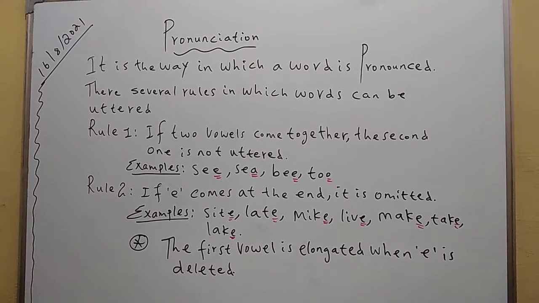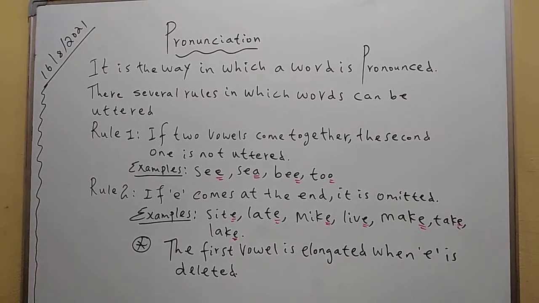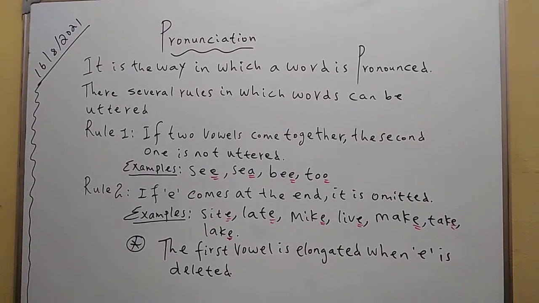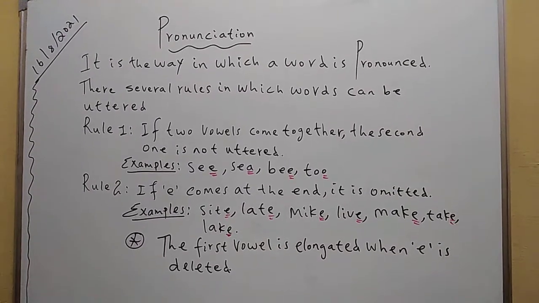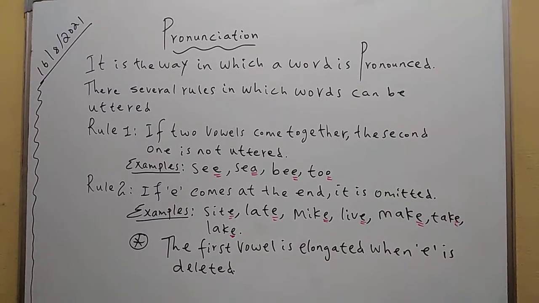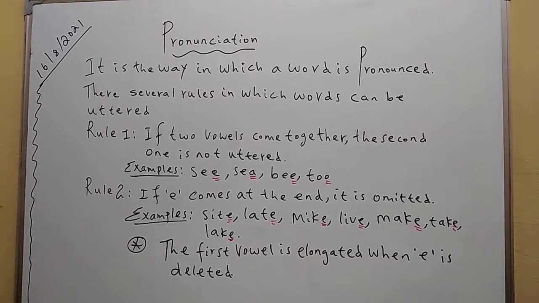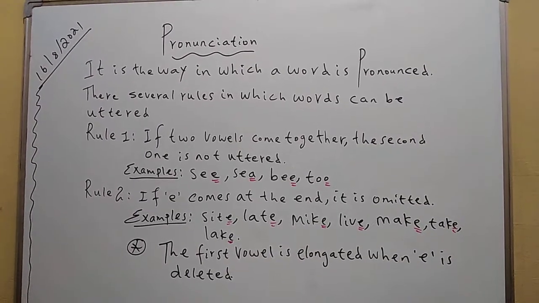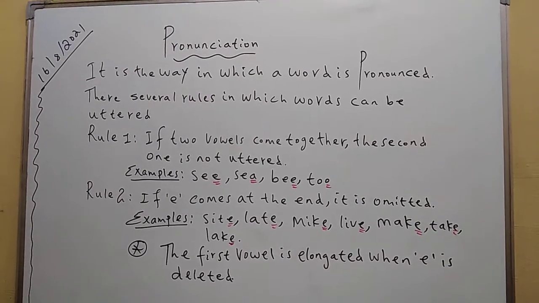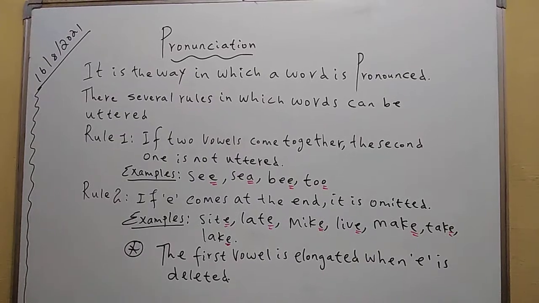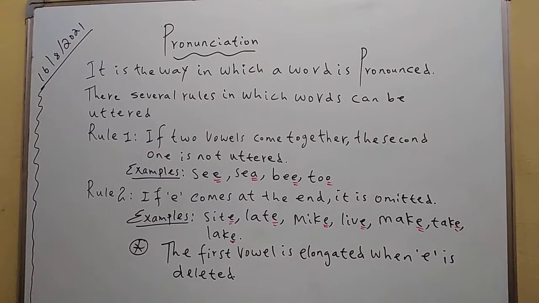because of this vowel, I have to pronounce it "site", which means the first vowel has to be elongated. I have to pronounce it with a long vowel sound, which means "site". And then "late", right? But what happens if there is no E? In this context, "lat" has to be pronounced that way. But now because of E, since E elongates the first vowel, which is A, I have to pronounce it "late".